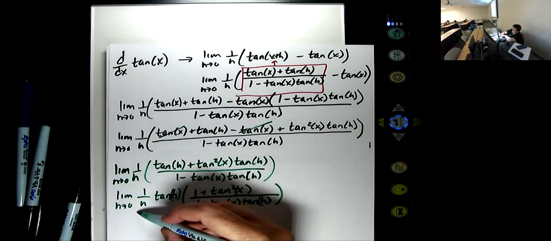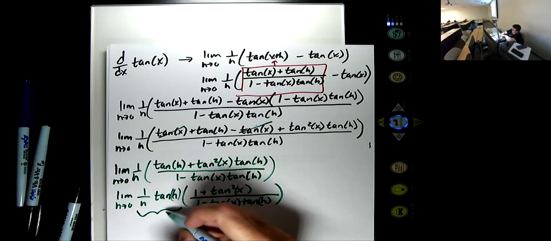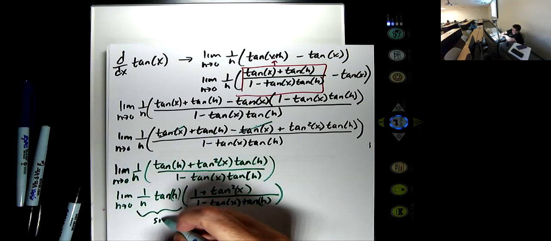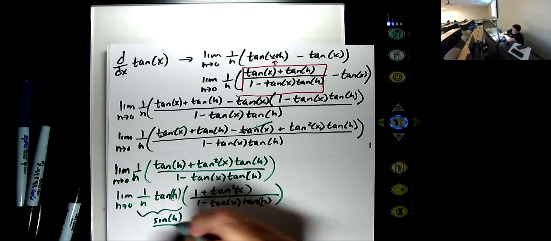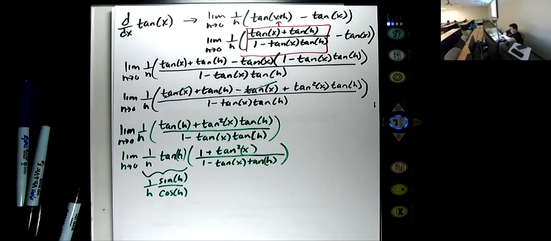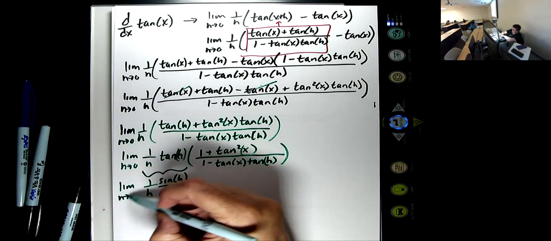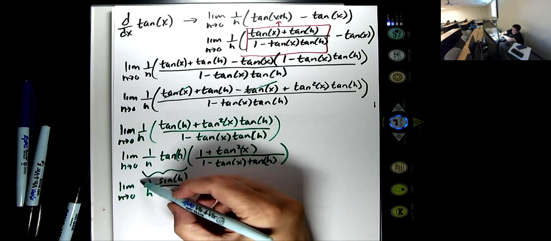All right, so this part right here, tangent h is sine h over cosine h. And I have the 1 over h. This is ugly. This is uglier than I wanted.